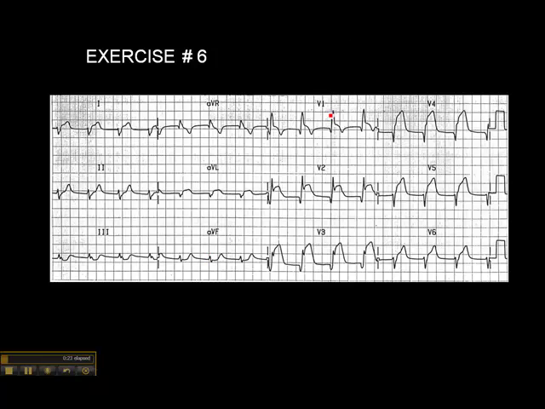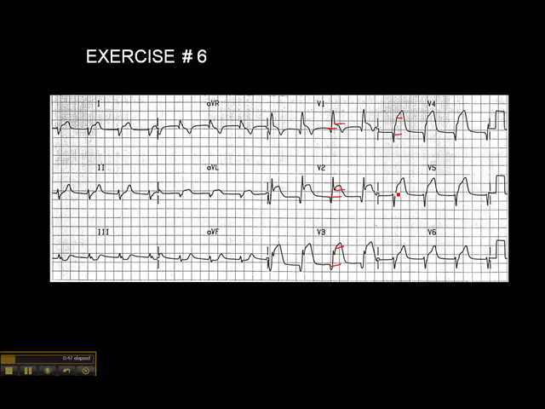Now we'll look at the anteroseptal leads, which are fed by the LAD, the left anterior descending coronary artery. And we definitely see ST elevation of V1. We see ST elevation, here's a J point of V2. We see ST elevation in V3, here's the J point way up there. We see ST elevation in V4. So we definitely have an anteroseptal wall MI.